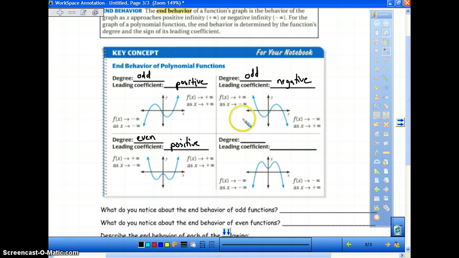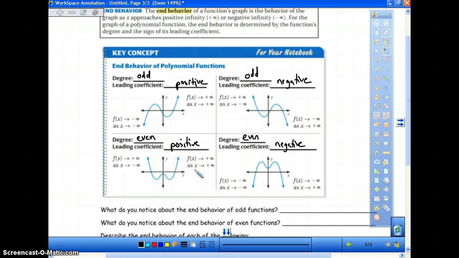And then the complete opposite is true if our leading coefficient is negative. No matter where we go, if we go to positive infinity or negative infinity on the x-axis, we're going to be going to negative infinity as our y. So remember, end behavior is just simply what is the y doing as x approaches positive infinity or negative infinity.